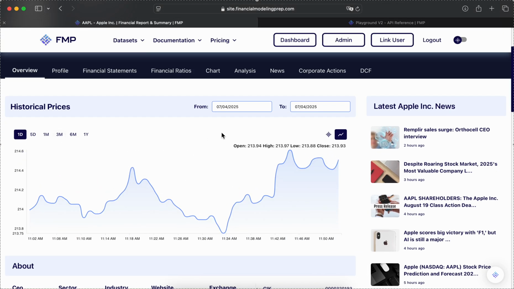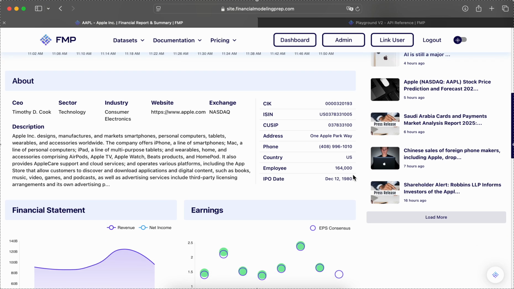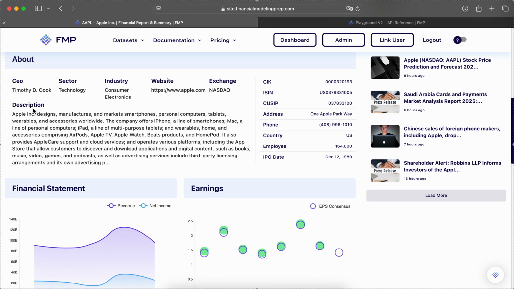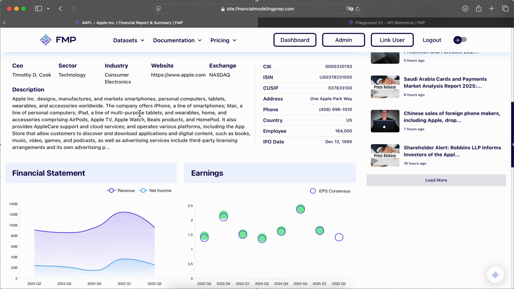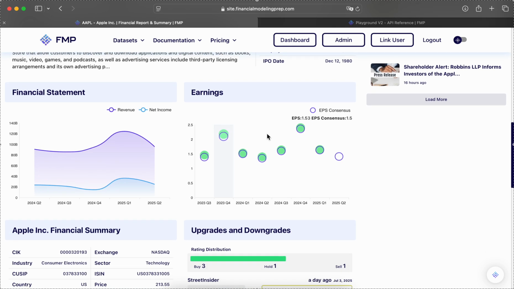In this overview, you can see the historical price. You can see the about section where you see the description, the company management, the website, and then you see the earnings. This is very important. The green circle represents the actual EPS, and this circle without the color represents the forecasted or consensus EPS. As you can see, Apple constantly beats EPS estimates in the sense that it posts actual earnings that are higher than the consensus EPS estimated by investment analysts.